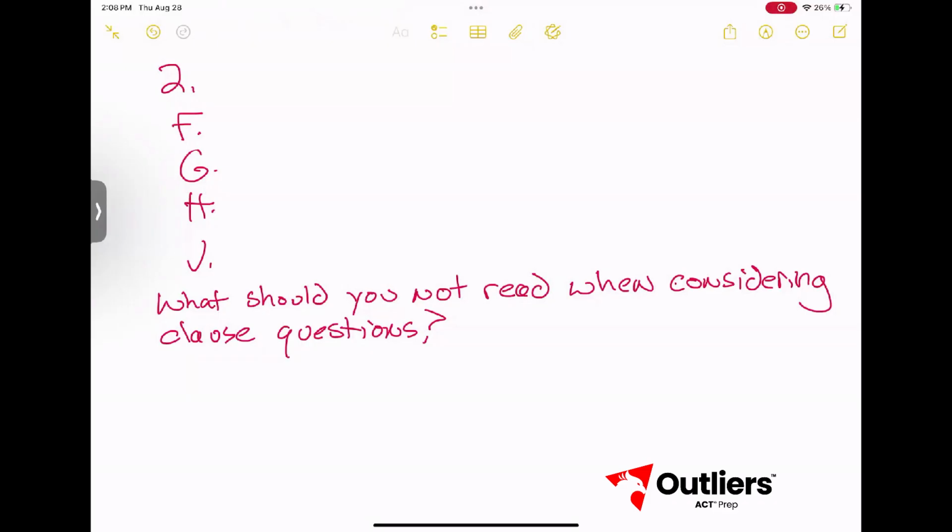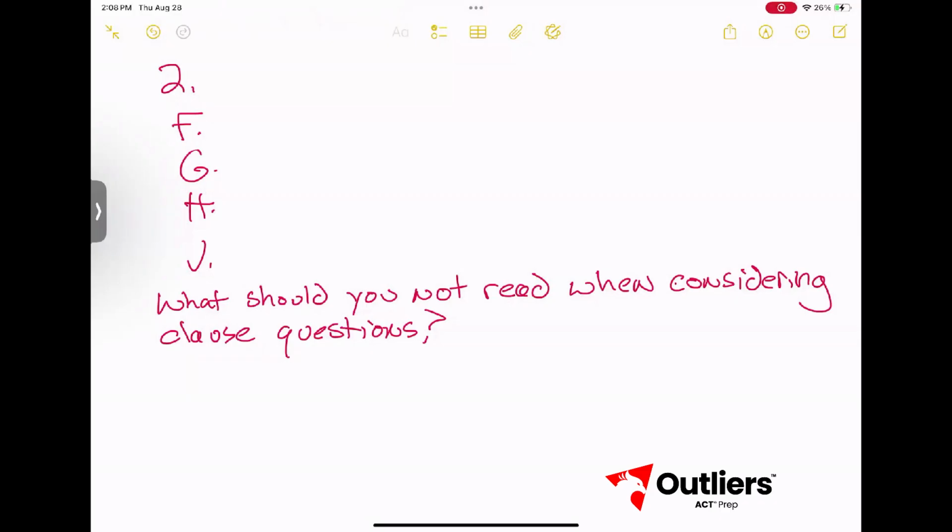The answer to that is parentheticals. You should not read the parentheticals when considering clause questions. We also call them comma sandwiches. They're not always commas that start and end them, but it's an easy way to remember. With that in mind, let's go ahead and take a look at number 2.